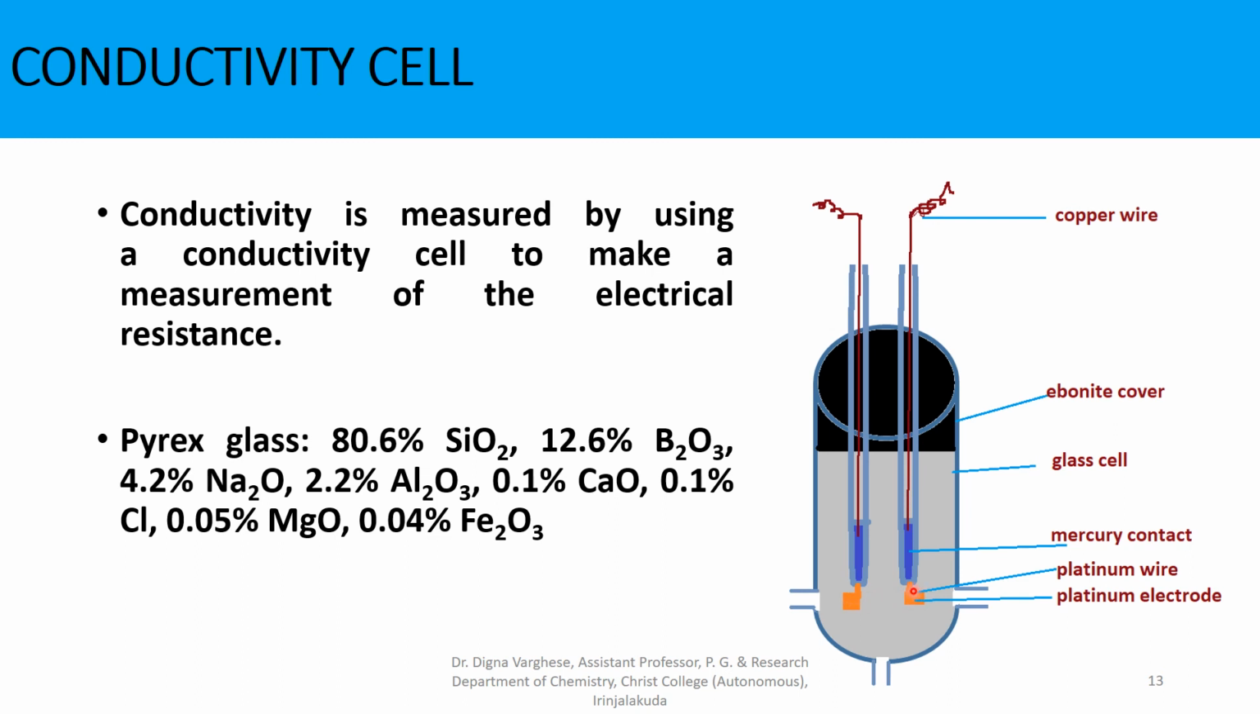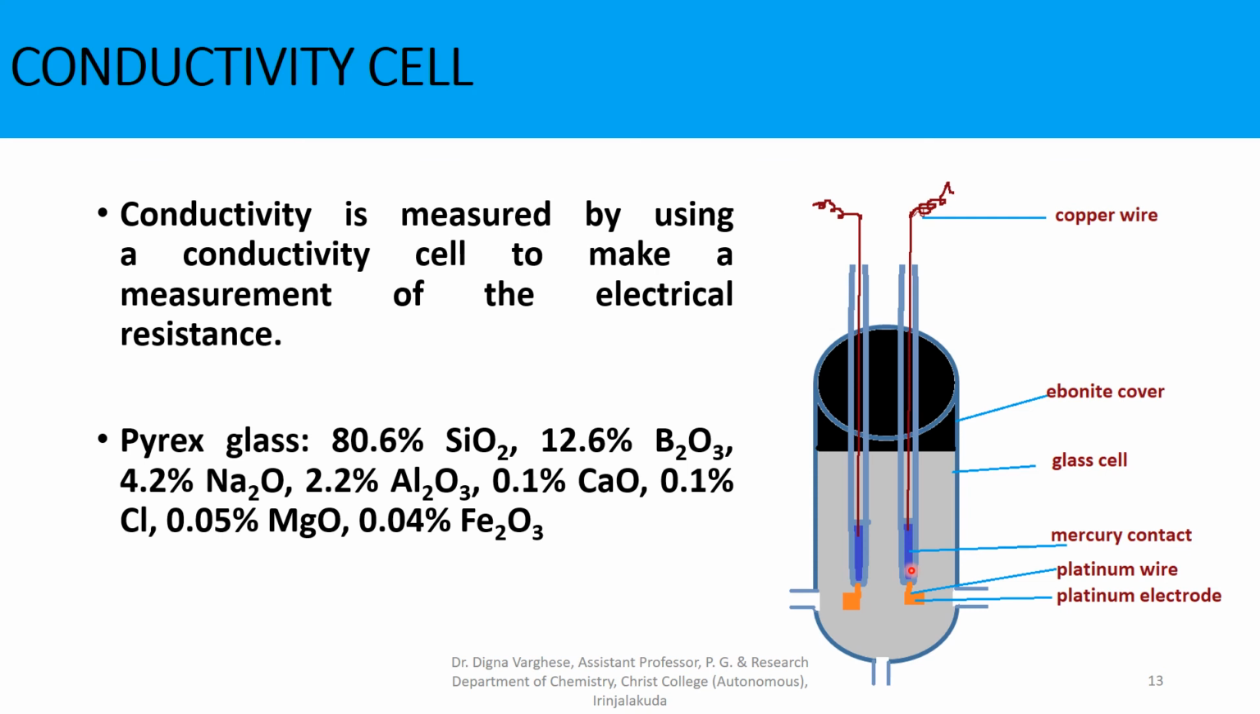The platinum wires are fused into the bottom of two thin glass tubes. These are the two thin glass tubes, which contain some mercury. Here some mercury is there for making contact to the circuit by means of copper wire. This is the copper wire which is in contact with the mercury here. The platinum wire fused to the glass tube is also in contact with mercury.